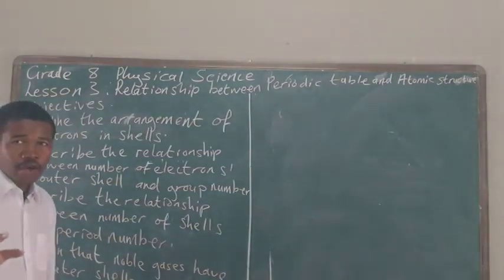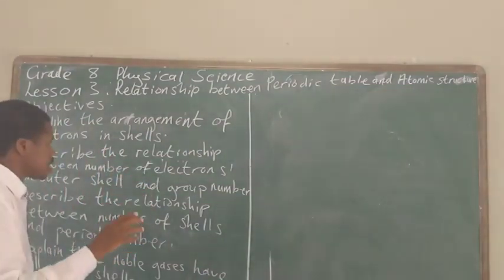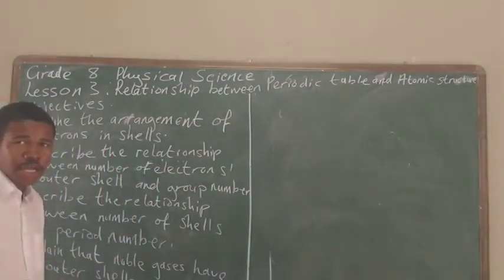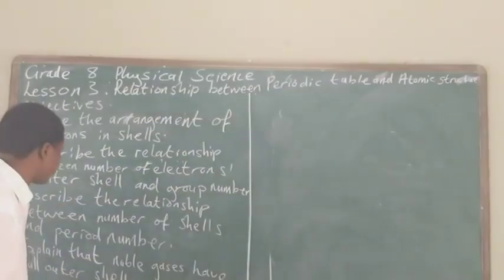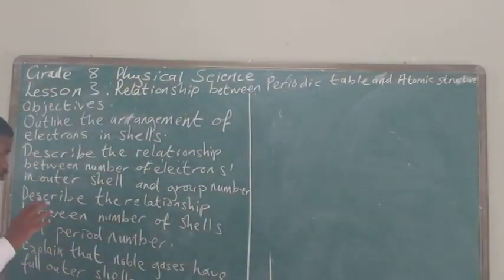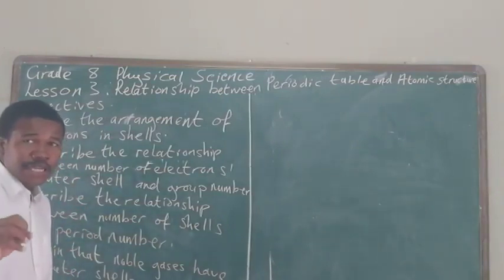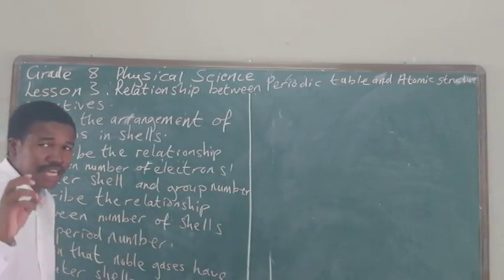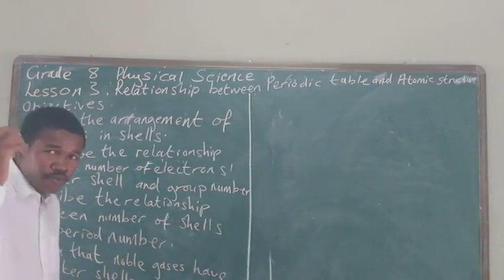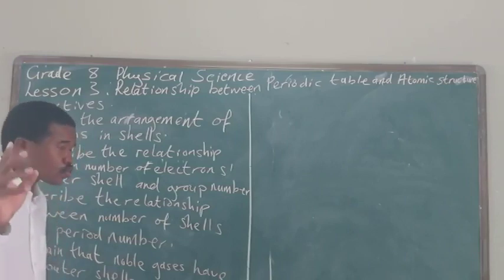By the end of this lesson, you will be able to say, if I'm given this number of electrons in the outermost shell, I should be able to determine the group number of that particular atom. These are simple concepts. Don't even think that they're difficult. They are very simple concepts. Tell your mind that these are simple concepts and you'll be able to understand them.